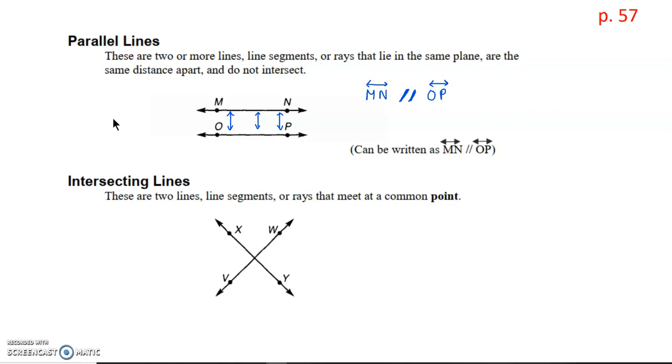Now lines can intersect, and where they intersect or meet is called the common point or the intersection. So here we have line XY intersecting with line VW, or we can call it YXWV. We don't know the angles here, but we do know that they cross each other, and so we know that these are intersecting lines.